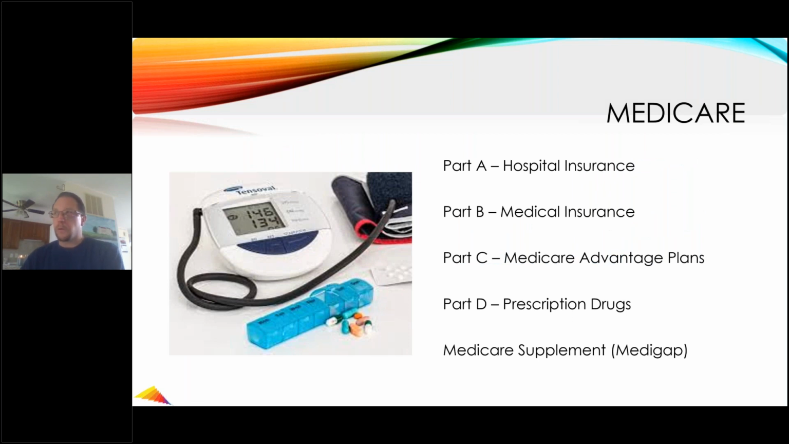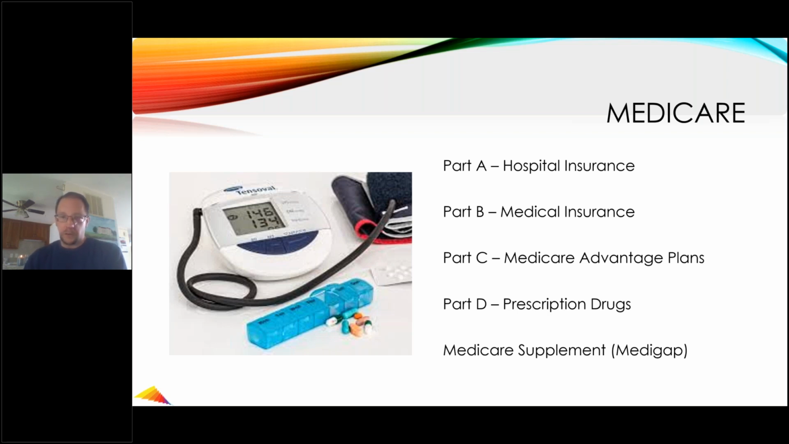So there's 5 parts to Medicare. When we get into the Medigap policies, you'll find that there's actually more than 5. The ones most of us are familiar with, I think, are Part A, B, and D. Part A is hospital insurance. Part B is your medical insurance. It takes over for you when you are no longer working at age 65 and older. This is your health insurance.